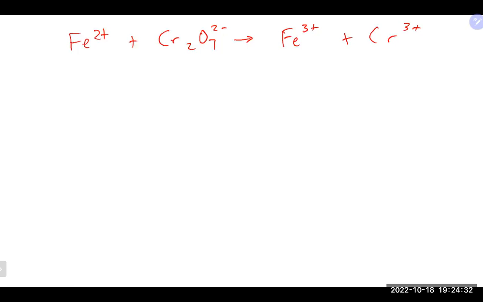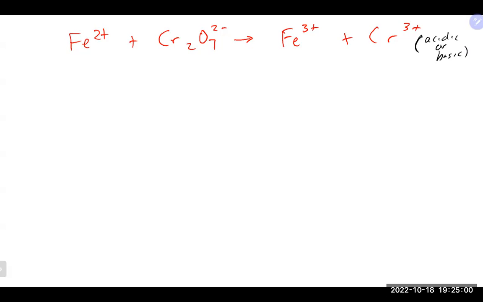So let's talk about a little bit more complicated ones here. Sometimes you balance these in either acidic or basic conditions, and there are several steps that you want to follow when you have an equation like this. What you would have is an equation like this. It will say balance it in either acidic or basic conditions, and we're going to talk about how to do both of those together.